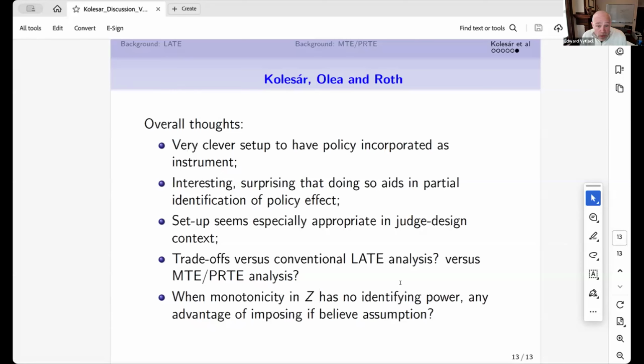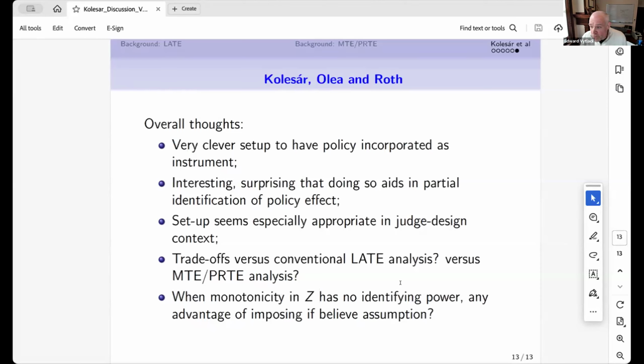I would not have a priori thought that would work very well. I wouldn't have thought that would necessarily give you good results, but it does. And I think that was interesting and somewhat surprising. I like the fact that it ends up still being this linear program, where, again, it was not immediately obvious to me that you would get a linear program, but it is because of the way they set up the latent probabilities. It seems especially appropriate for this judge design context.